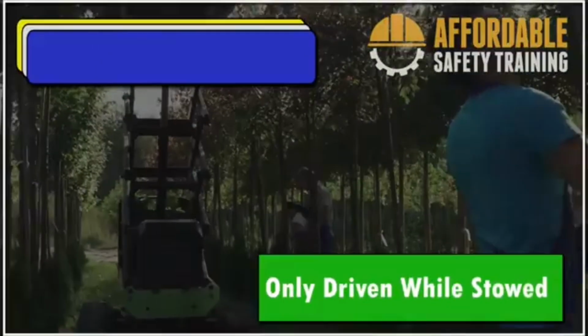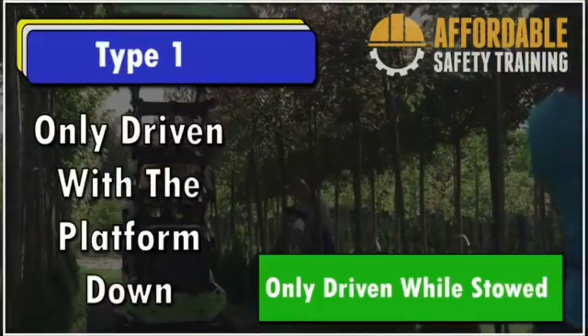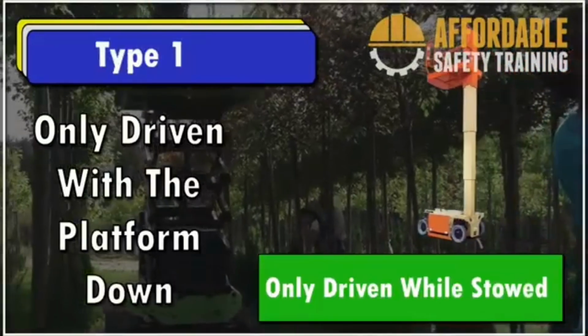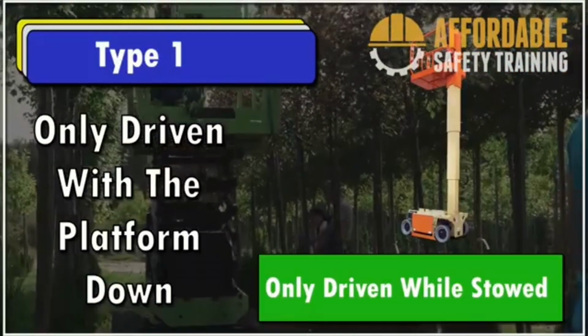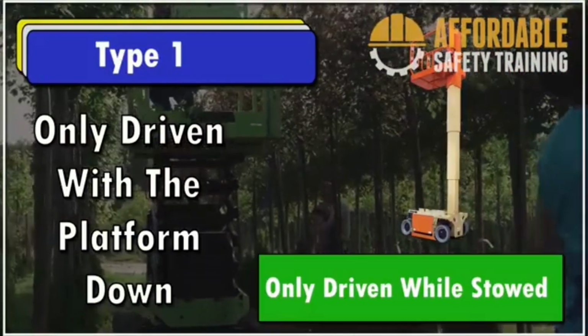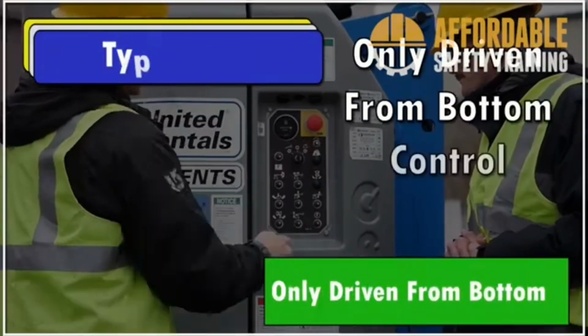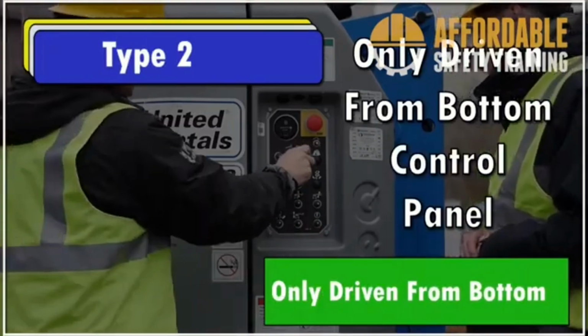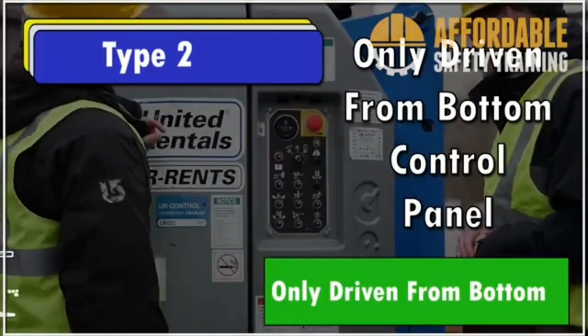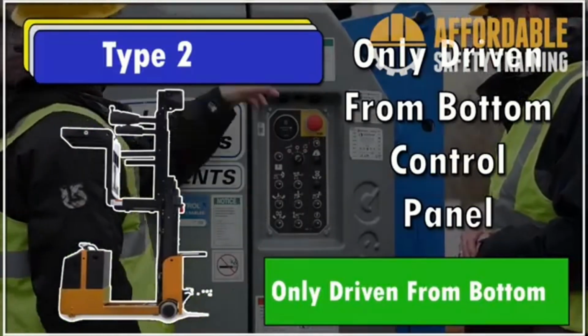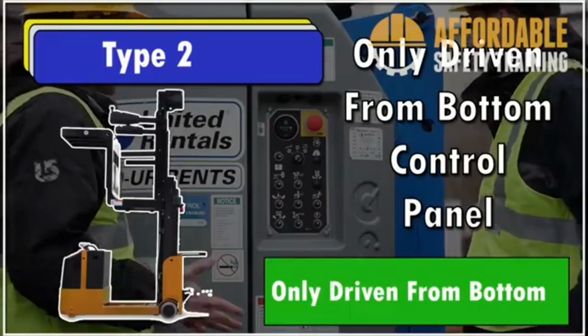Type 1 mobile work platforms can only be driven in the stowed position. A vertical tower is an example of a Type 1 elevated work platform. Type 2 work platforms can be driven while elevated, but can only be controlled from the bottom operator panel. A mobile stock picker is an example of a Type 2 device.